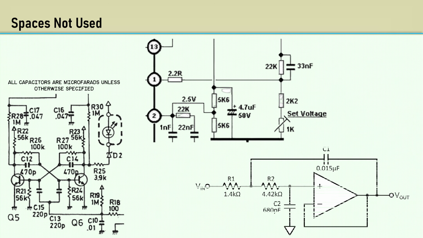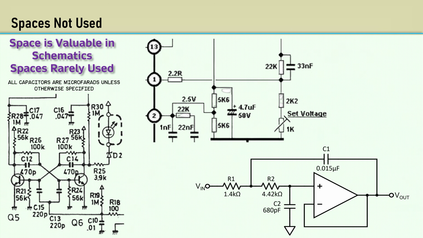Space of any kind is valuable in schematic diagrams, so spaces between numbers and prefixes are rarely used. In fact, sometimes a prefix is placed where the decimal should go. I decided to not make a provision for that.